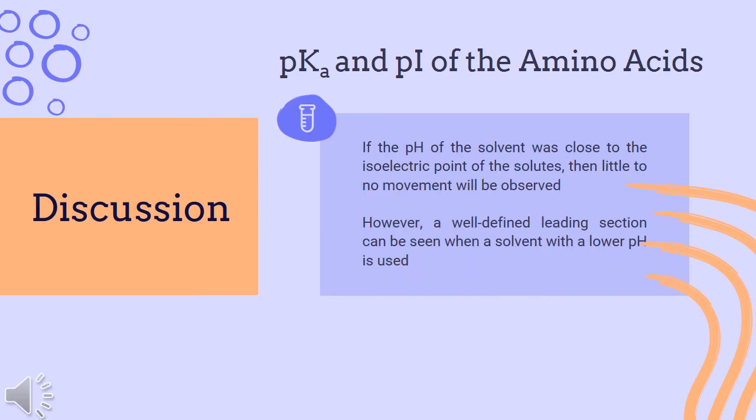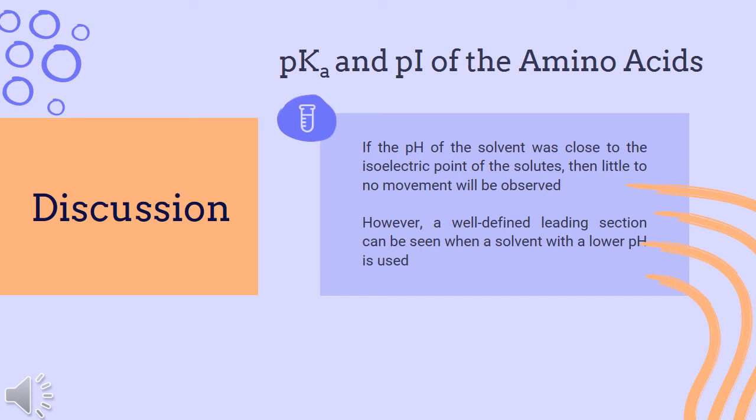A similar study was conducted by Franklin and Quashel in 1949. They found out that if the pH of the solvent was close to the isoelectric point of the solutes, then little to no movement will be observed. This implies that if we use a solvent that was slightly less acidic than the butanol acetic acid water mixture, different RF values would have been gathered.